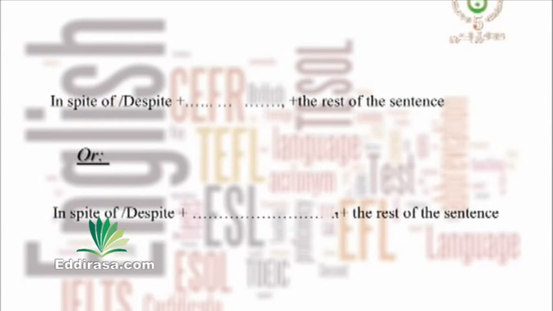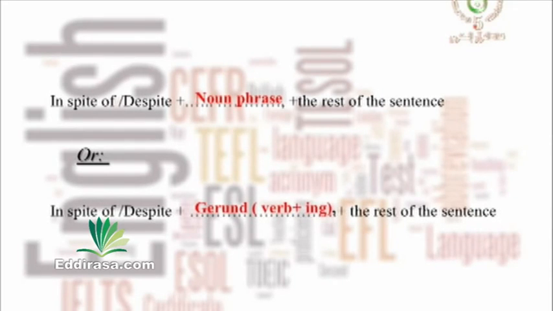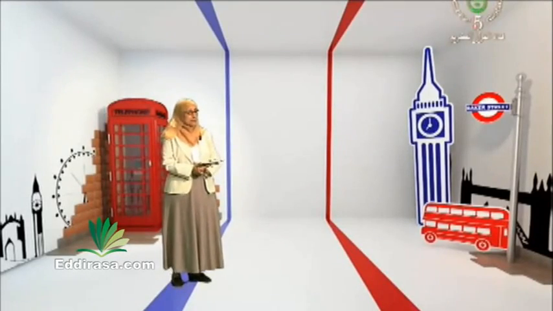In spite of, despite, plus the blank, plus the rest of the sentence. You notice that this time we have only one blank to fill in. Let's correct it. In spite of or despite are followed by the noun phrase plus the rest of the sentence, or, in spite of or despite, plus the gerund and the rest of the sentence. Good.